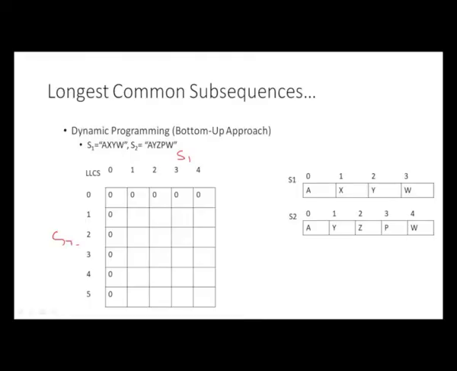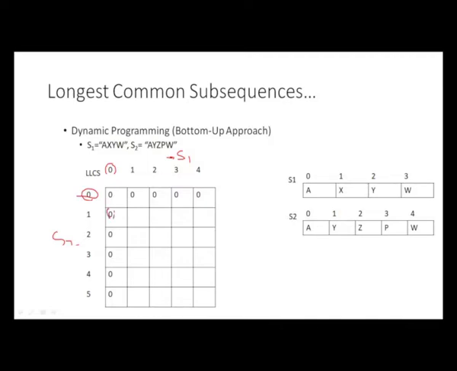Now, what this basically means is we are trying to find the length of the longest common subsequence considering 0 characters from sequence 1 and considering 0 characters from sequence 2. So, what will be the length of the longest common subsequence in case we are considering 0 characters from the first sequence and 0 characters from the second sequence? Obviously, it will be 0. So, we have stored 0 here.